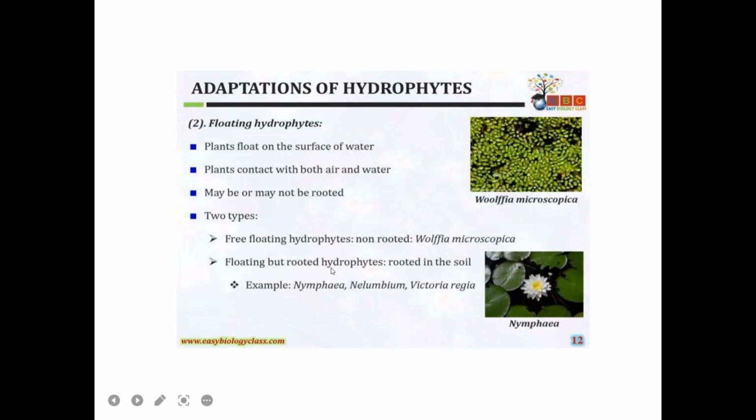Here they are rooted in the soil, and examples for floating but rooted hydrophytes are Nymphaea, Nelumbium, and Victoria. Here the root system is developed and they are floating in the water.